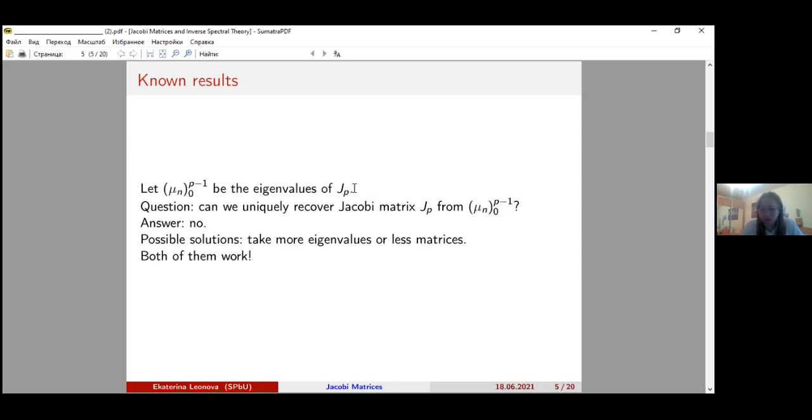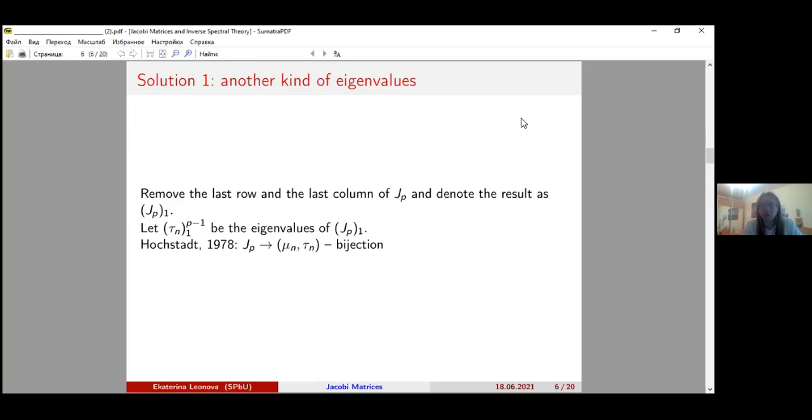So what are the solutions? We can take more eigenvalues so that we know the result, or we can take a smaller amount of matrices. And actually, both of these solutions work. So now we are going to see how exactly they work.